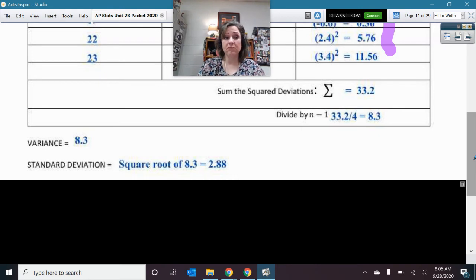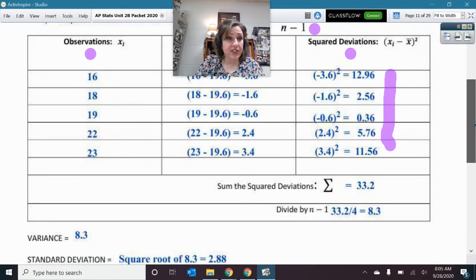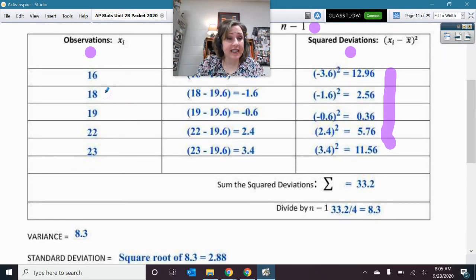So, in summary, our mean and median were similar, and our variability was fairly close. We got 4 for the IQR and 2.88 for the standard deviation. So the average distance that these pieces of data, 16, 18, 19, 22, and 23, are from the mean is 2.88 miles per gallon.